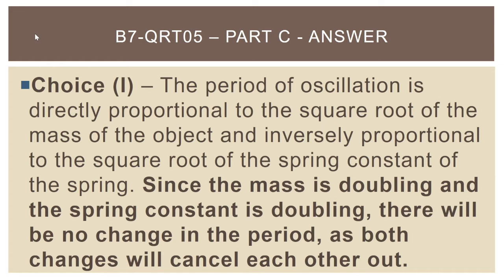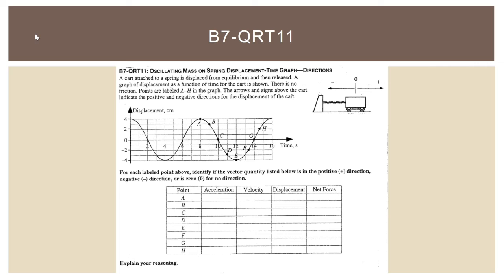All right, and with that brings us to the second question on this worksheet, which is on the back of that sheet of paper that you should already have open, that first attachment for today's post. And that question is B7QRT11. This question is titled Oscillating Mass on a Spring Displacement versus Time Graph, Directions.